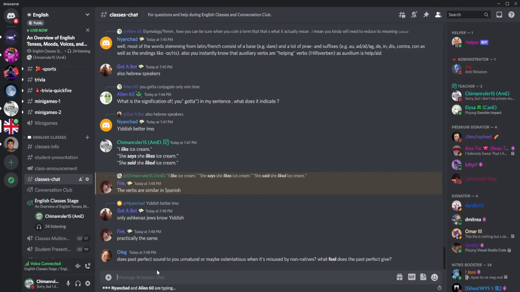So really, this is called backshifting. When you backshift a verb, you change it from the present tense to the past tense in order to make the tense agree with another verb in tense.